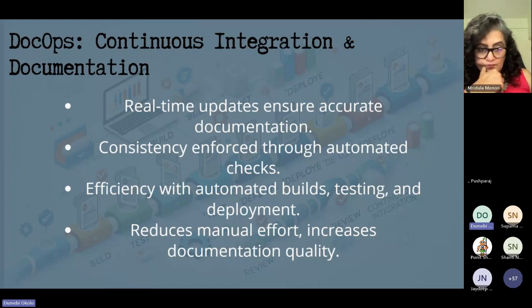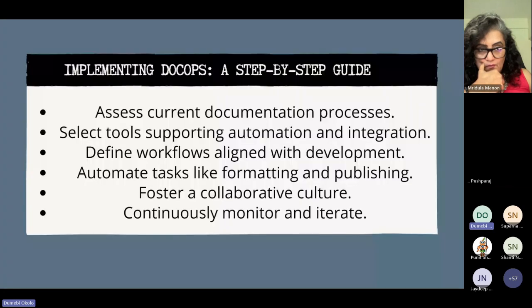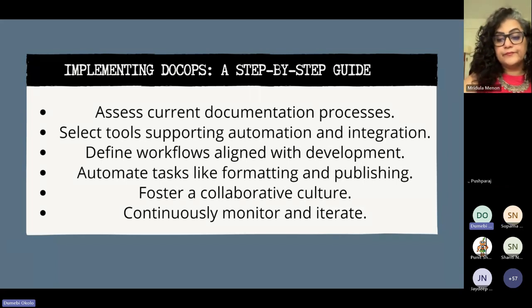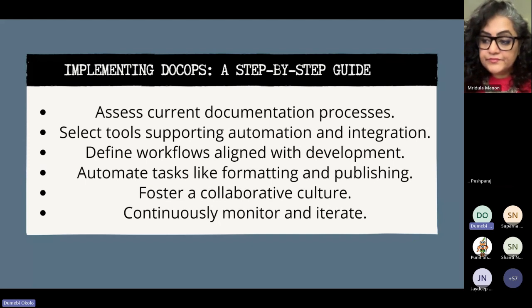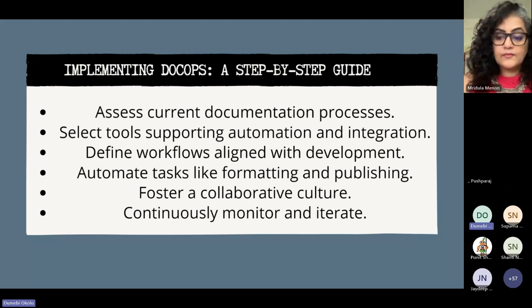So we have implementing DocOps, a step-by-step guide. And as I am saying this, I'm also taking notes because, like I said, this is something that we are actively working on, actively trying to improve our process and our workflow. So, assess the current documentation process. Ours is bad. I have already assessed it, and we've seen that it's not good enough for what we're trying to do. Then, select tools supporting automation and integration.